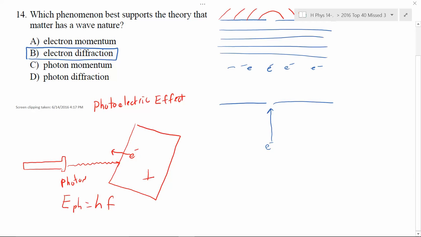Now, this metal has a work function, or a certain amount of energy, meaning the photon needs to have at least that much energy or you're not going to get any electrons to leave. That's why an infrared might not work, but a higher frequency ultraviolet very well might. Different metals have different work functions.